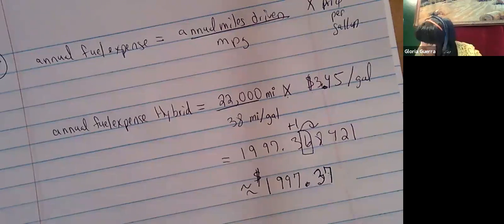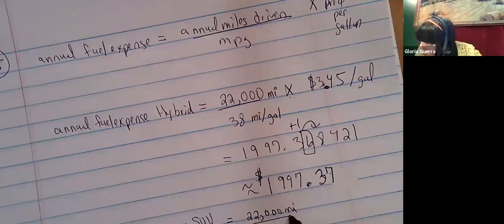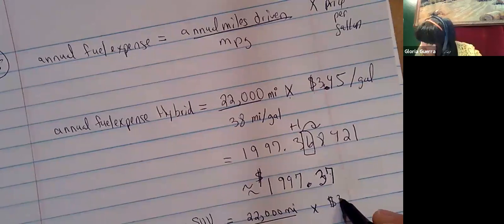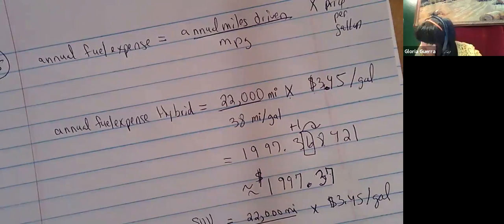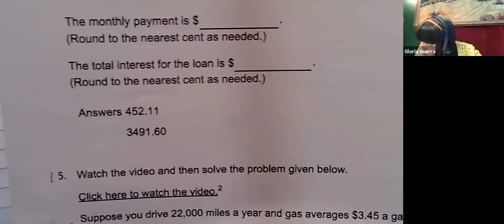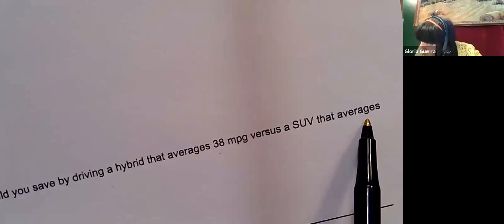But now instead of the hybrid, what was the other vehicle? Was it an SUV? The 22,000 miles will be the same, and the gasoline at $3.45 per gallon will be the same. But on the miles per gallon for the SUV, what's that going to be? The SUV averages 21 miles per gallon.